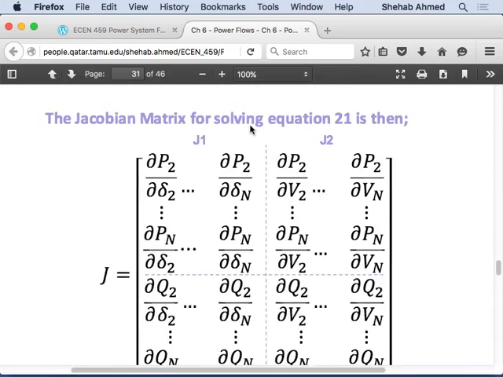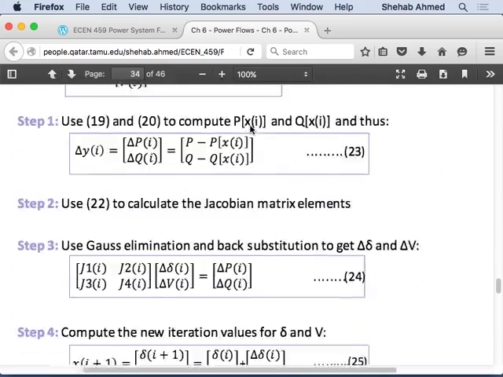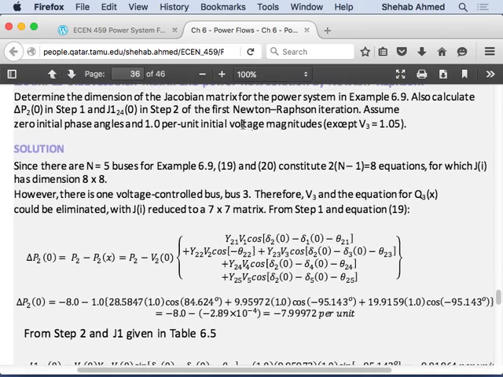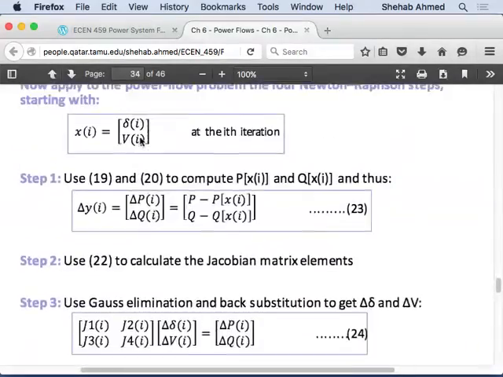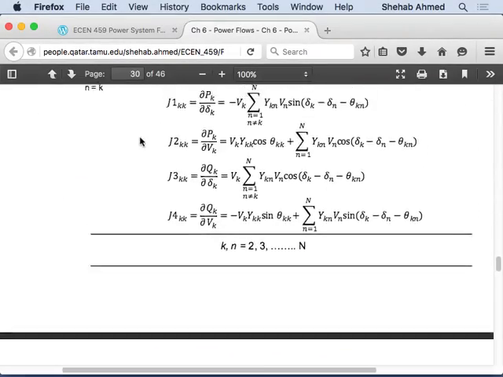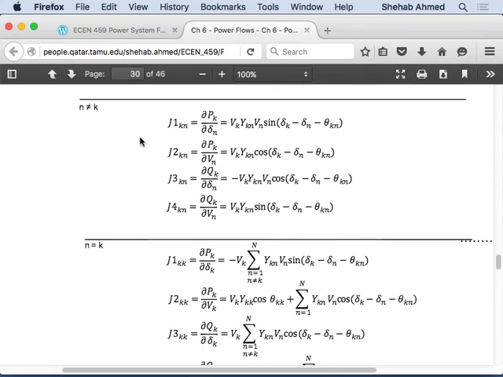The next thing they want in the example is element J1, 2, 4 in the Jacobian matrix at iteration 0, right? So you go to your J1 equations. N does not equal K because they want 2, 4. So they go J1, 2, 4, so dP2 by d delta 4, right? So you're going to use this equation.